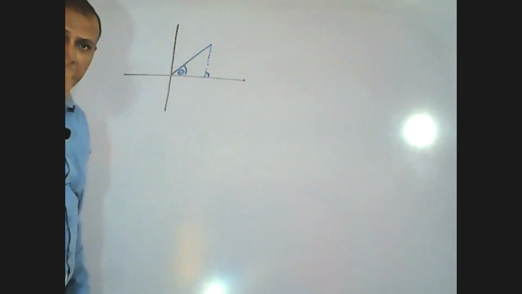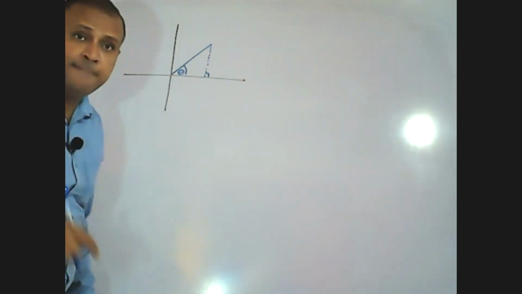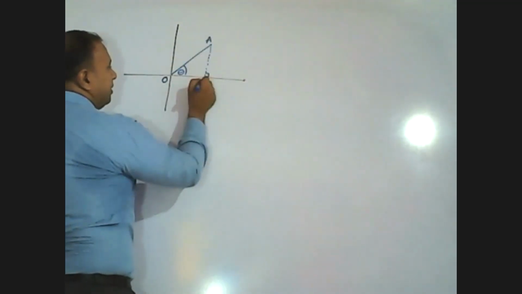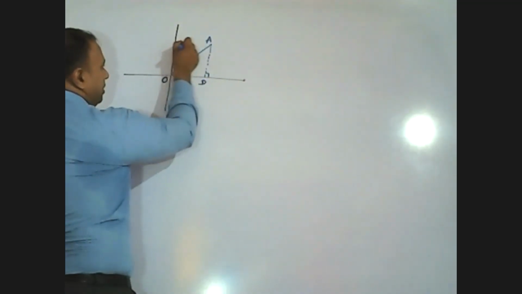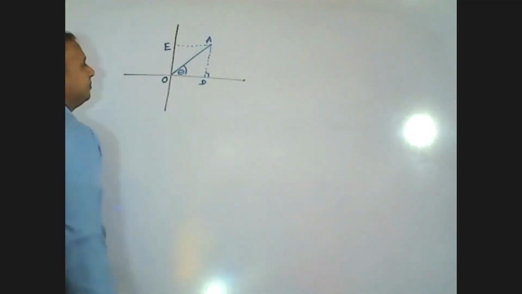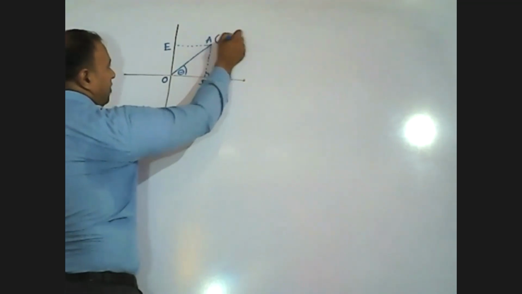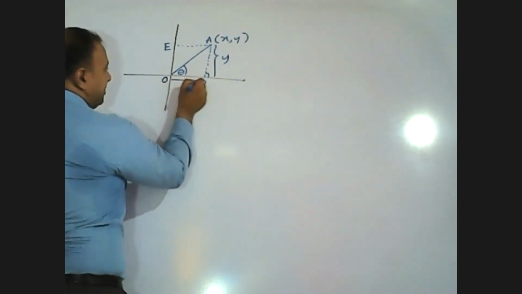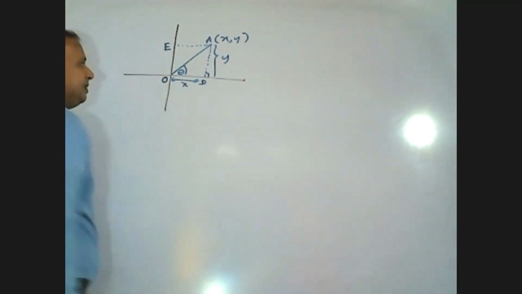Okay. I'm not going to draw the unit circle. This is O, A, D, and E. You can use the same drawing. So this is the X and Y coordinate. This height is Y. This length is X.